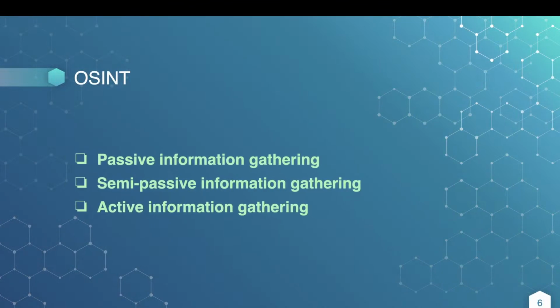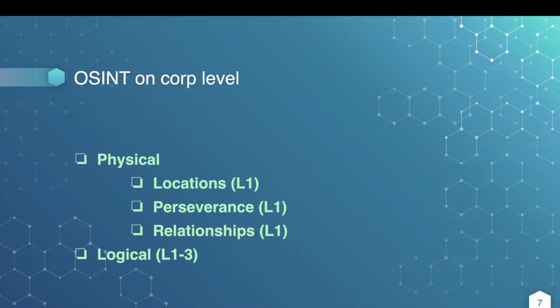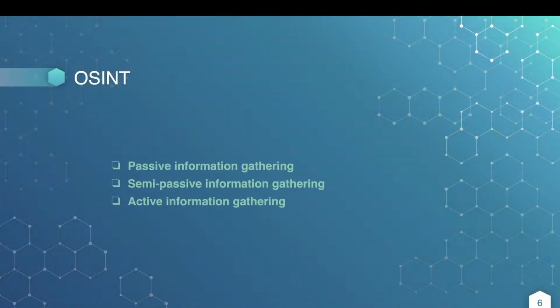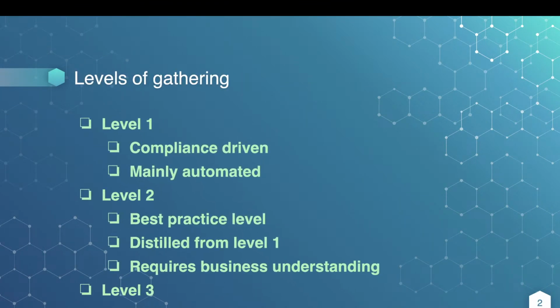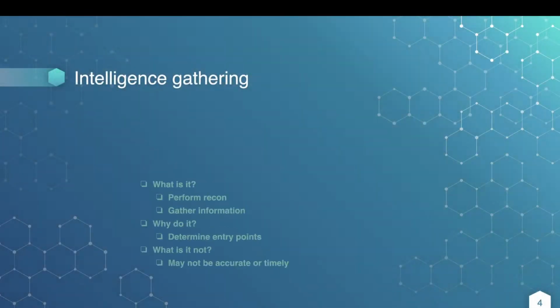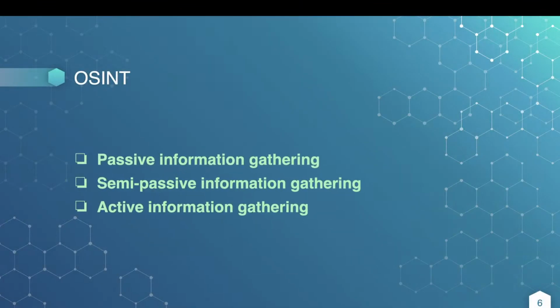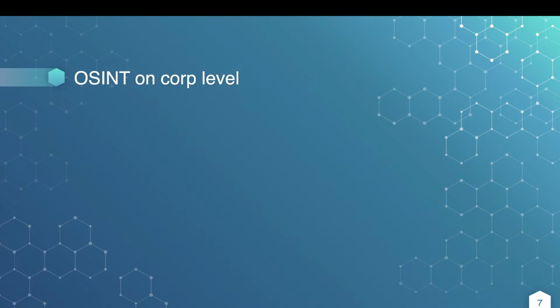OSINT comes into play when we need to do passive information gathering or semi-passive or active. Now, what's the difference there? We have different levels. Remember, well, it was a while back. We have the levels of information gathering right here. So compliance, business, and nation state. If we go back to the slides that we were on, for one moment please. On corporate level, there we see those levels come back.